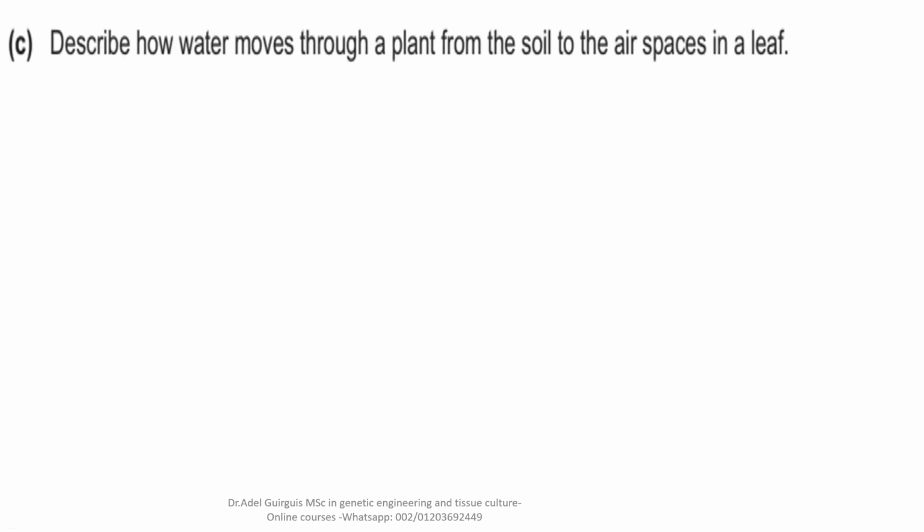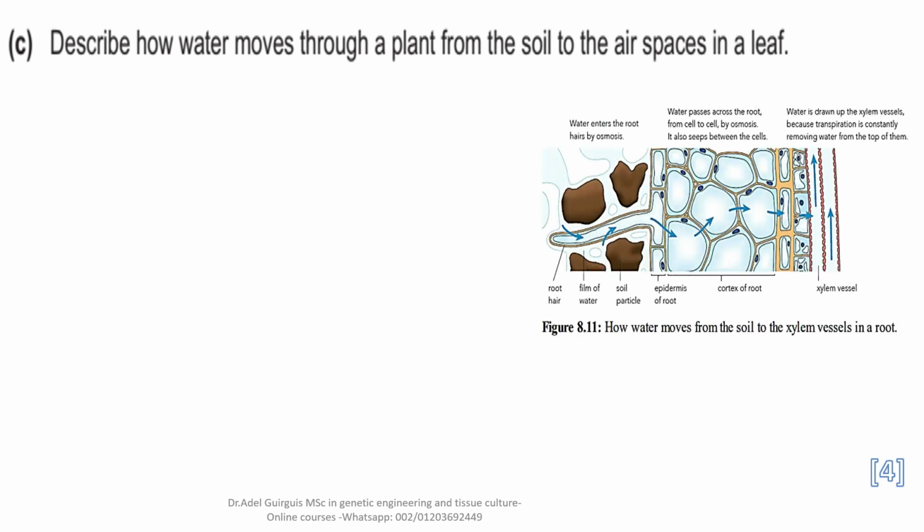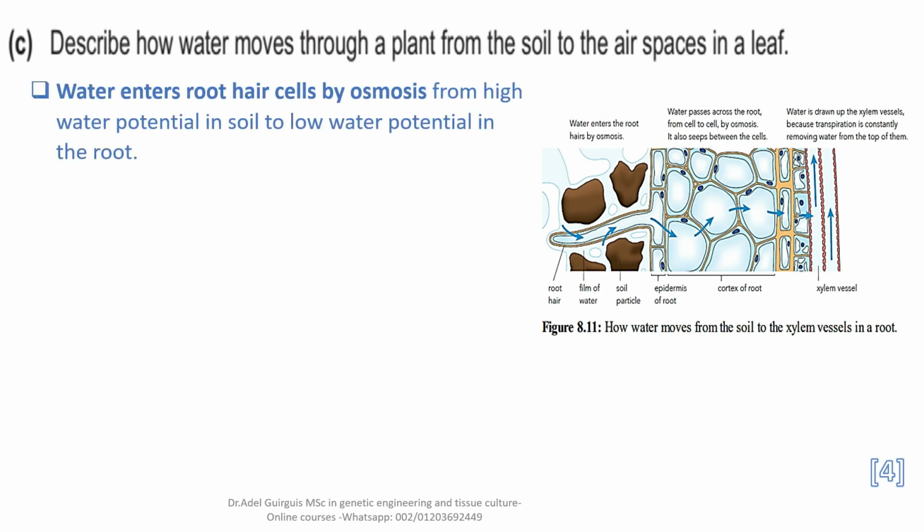Now letter C. Describe how water moves through a plant from the soil to the air spaces in a leaf. 4 marks for this question. Look at this figure. Firstly, water enters root hair cells by osmosis from high water potential in the soil to low water potential in the root hair cell. It moves by osmosis from high to low, down its water potential gradient. That's number one.